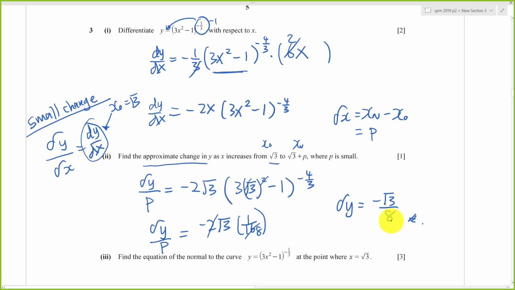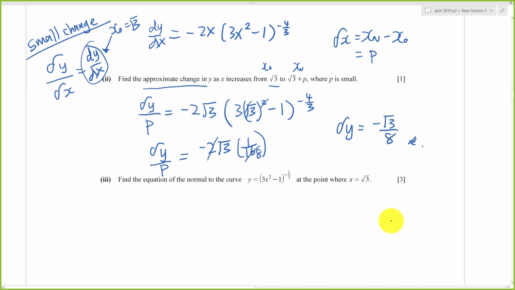Okay, so far so good. If you don't understand, please pause me, or else I will keep on moving on. So find the equation of normal to the curve y equals this thing. So this is exactly the same equation at the point of x equals square root 3. Whenever you see the word normal, you always need to think about the perpendicular formula, which is m1 times m2 equals to -1.